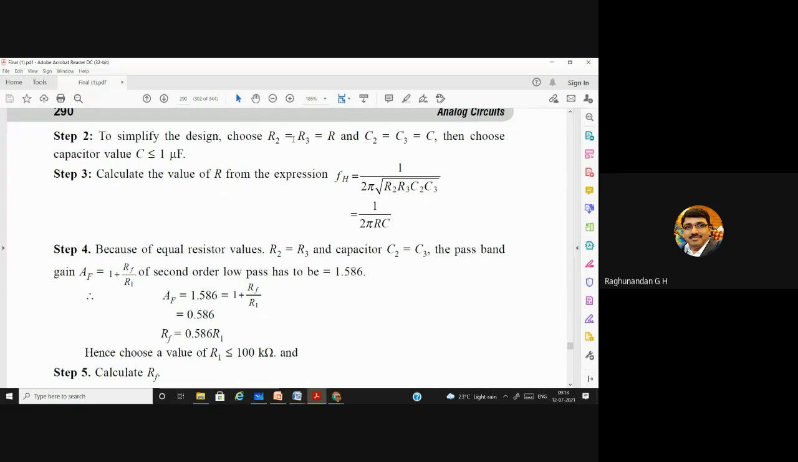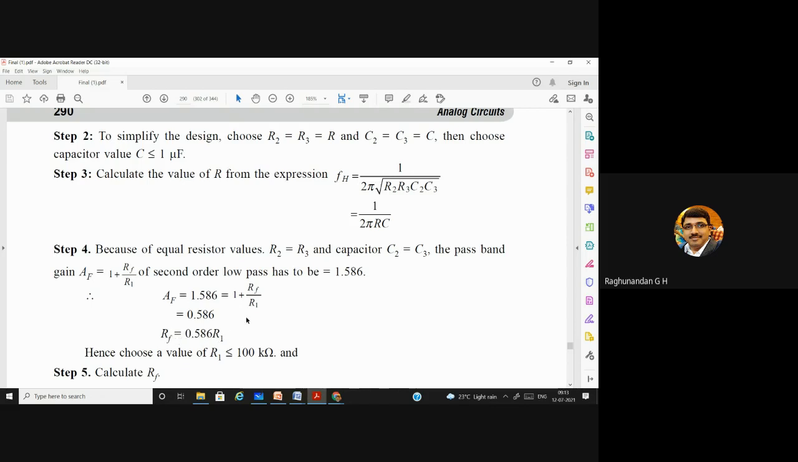So now when you are taking R2, R3 equal to R and C2, C3 equal to C, when you substitute it here, you will get 1 by 2 pi RC. Then the gain of 1 plus RF by R1. When you consider R2, R3 same and C2, C3 same, we are going to consider the overall gain as 1.586. So AF is considered to be 1.586 when R2 is equal to R3 and C2 is equal to C3. Then we'll take RF is equal to 0.586 times R1.